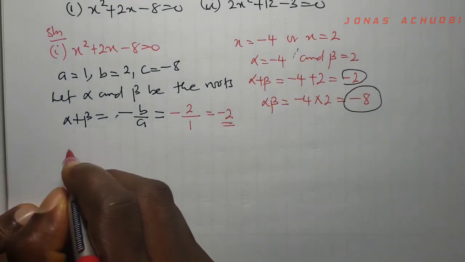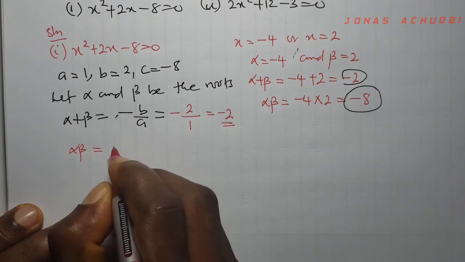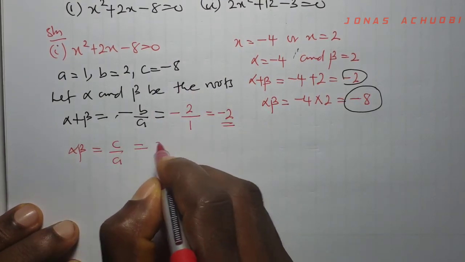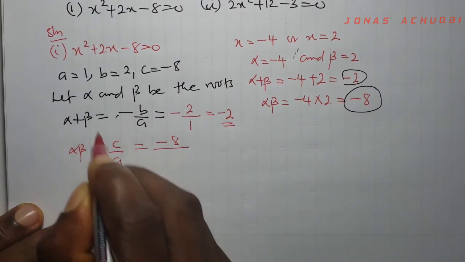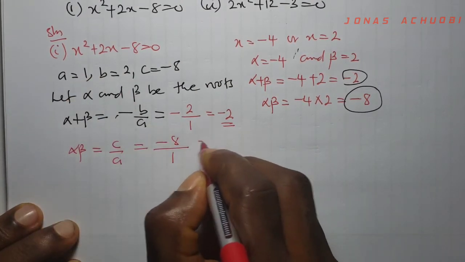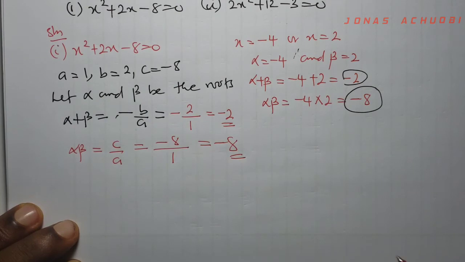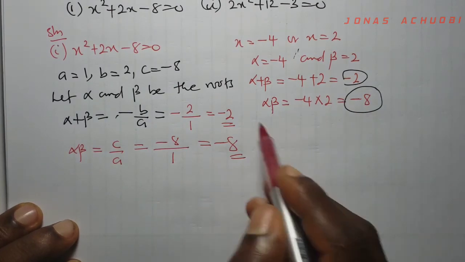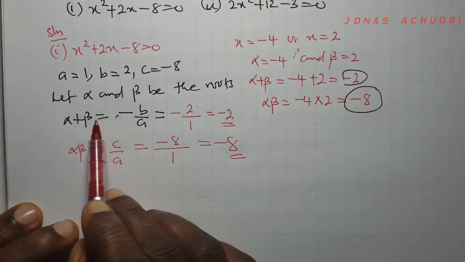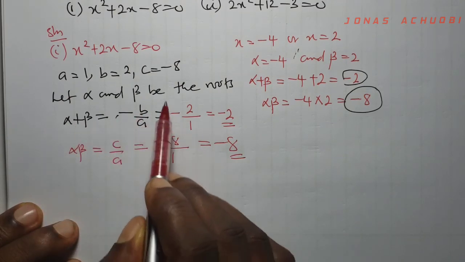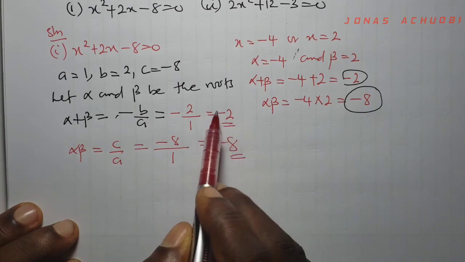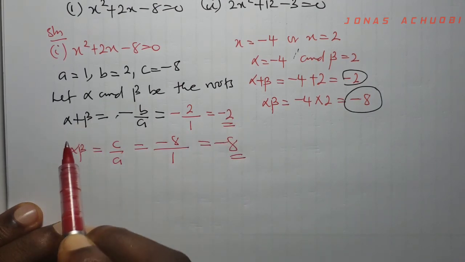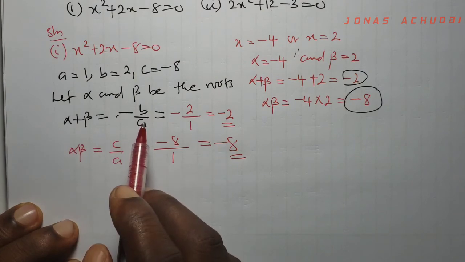Let us check for the product of roots. The product of the roots alpha beta is c over a, and that is equal to c, which is negative 8, over our a, which is 1. And what is that? Minus 8. It corresponds to what we have. So what do we observe? We observe that with alpha plus beta equal to minus b over a, we get the correct sum of the roots of an equation, even without actually knowing what the roots of the equation are.